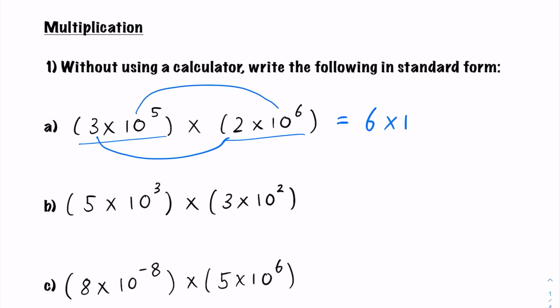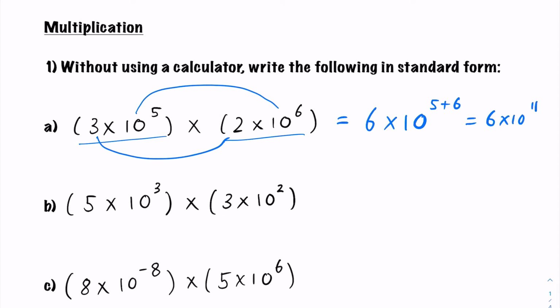Now this would become, using our knowledge of indices, and if you haven't watched the video on indices yet, I'd recommend you do that first before tackling the standard form questions. So 10 to the power of 5 times 10 to the power of 6 would be 10 to the power of, remember when you times these sorts of numbers together, you add the powers. So if the base is the same, which is 10 in this case, you just add the powers, so 5 plus 6. And this is just going to become 6 times 10 to the power of 11. And this here is in standard form because our number at the beginning, 6, is between 1 and 10, and so we're good to go.